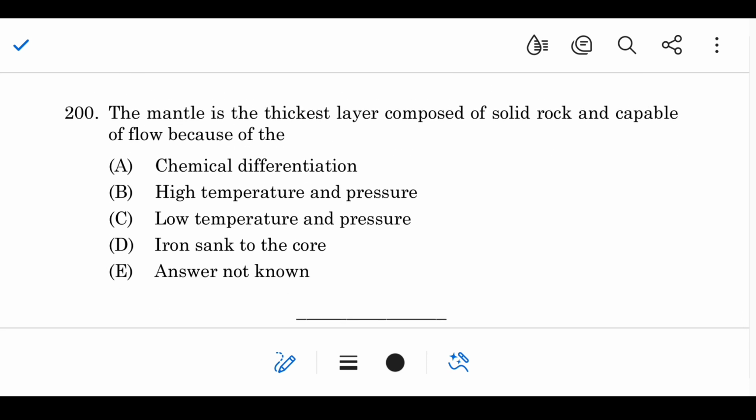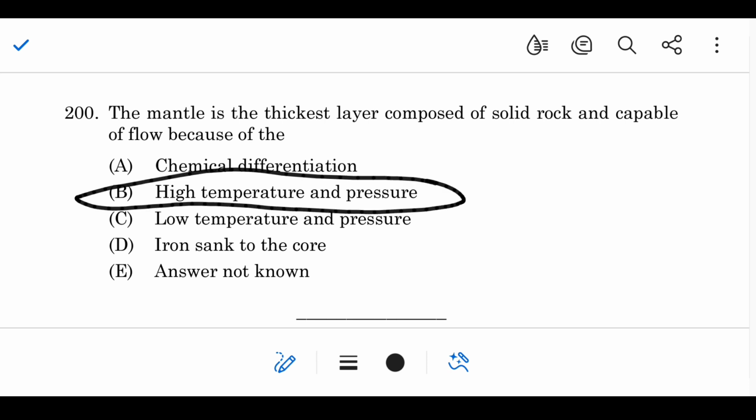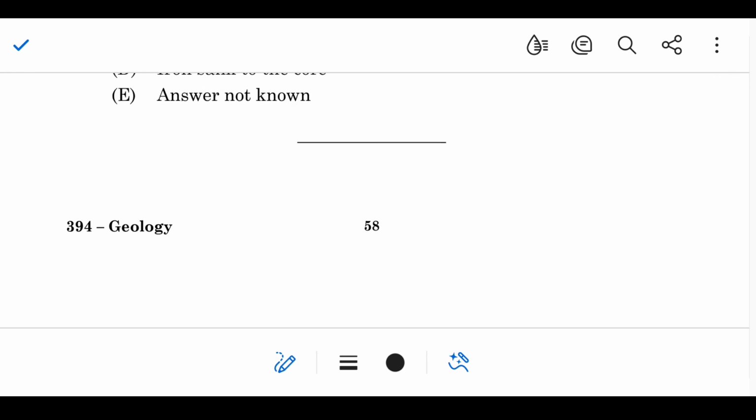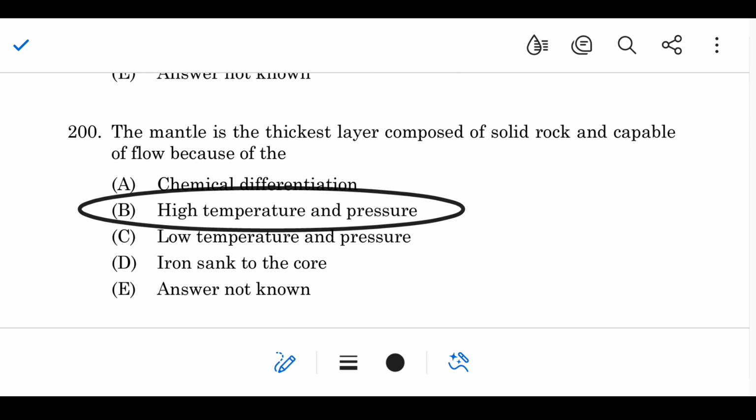Final and last question in geology, UG level in TNPSC for the assistant geologist exam post. The mantle is the thickest layer, composed of solid rock and capable of flow because of high temperature and pressure. Okay, yes, today within 45 minutes we dealt with 200 questions.